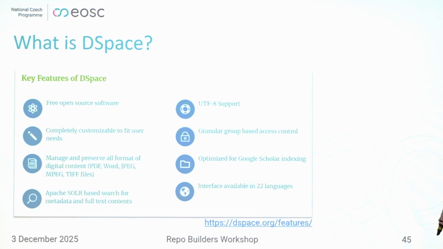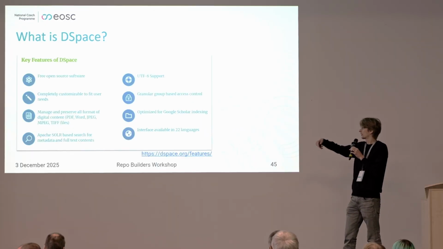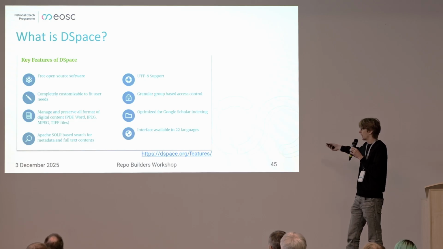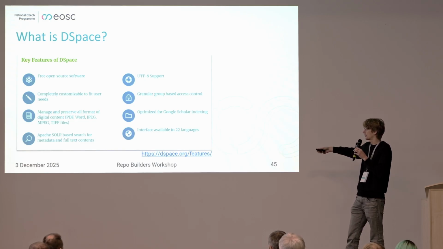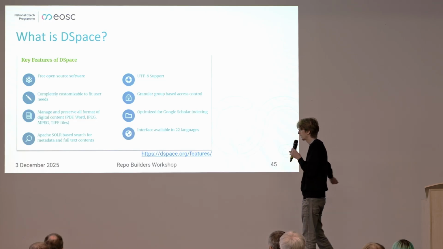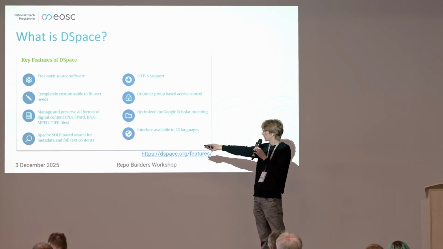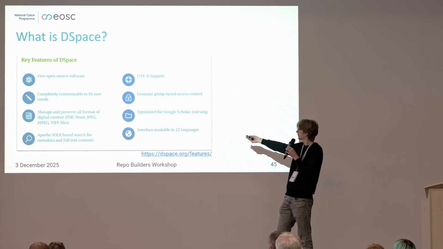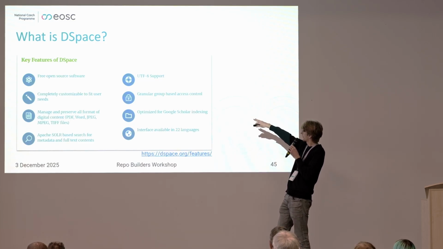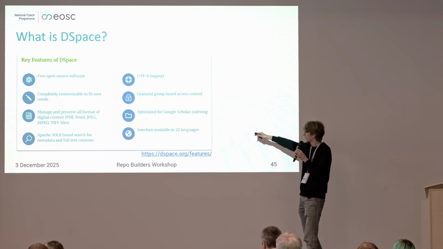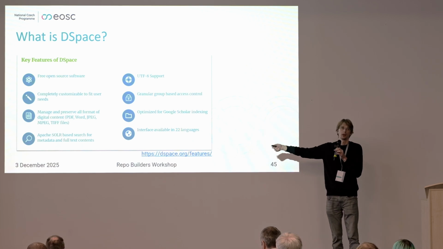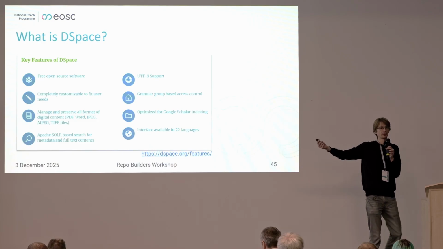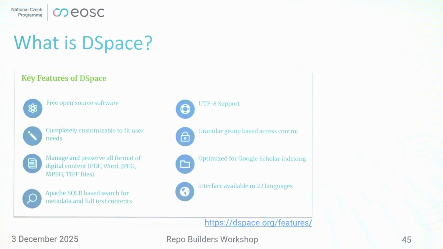So I took the features from the DSpace page, because this is how they introduce themselves, so maybe you can have a look at it as well. DSpace is free open source software. It's possible to customize it. It's able to manage different types of data. It's using Apache Solr for search of metadata and full text contents. It has some access control. It's optimized for Google Scholar indexing and has an interface in many languages. Generally, these are the main things that the developers of DSpace chose for their page to show you what DSpace is.